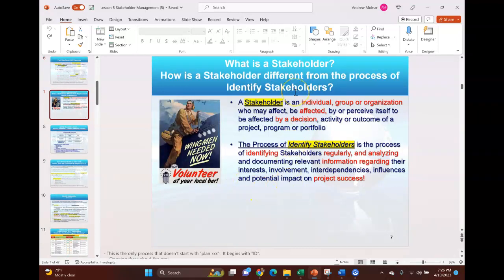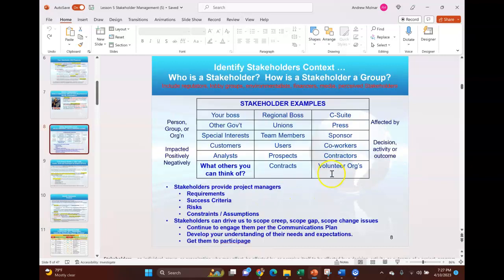A stakeholder is, as we just said, a person or an individual. Those words are synonymous. Group, organization who may affect or be affected by or perceive itself affected by a decision, outcome, or activity of your project. Okay, and so it's important up front to identify which stakeholders are going to challenge us or support us up front. This slide is only meant as an example.